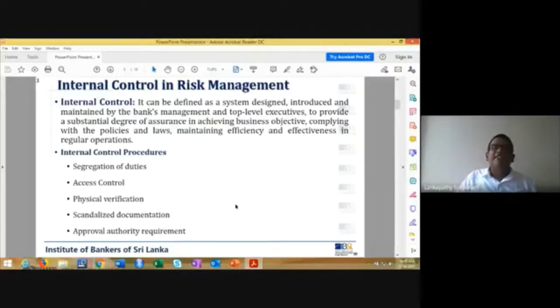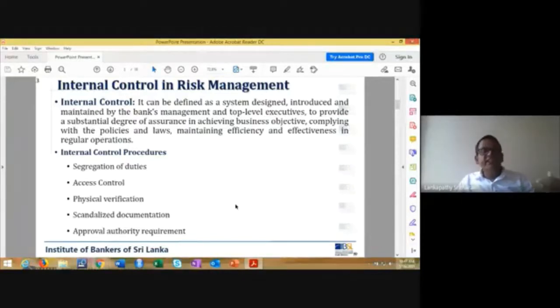Of course, the third line of defense has to give an assurance that all the internal control procedures are in place and properly followed by the first line of defense. Who is the third line of defense? The internal auditor or chief internal auditor is responsible for giving assurance that the proper internal control procedures are in place. So in risk management, internal control is a more important aspect, which ensures that all the transactions happen in a proper way.